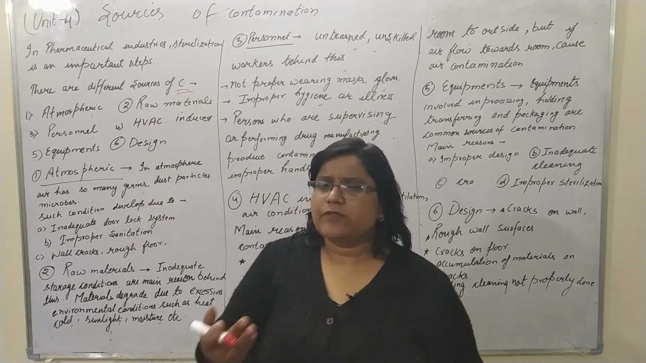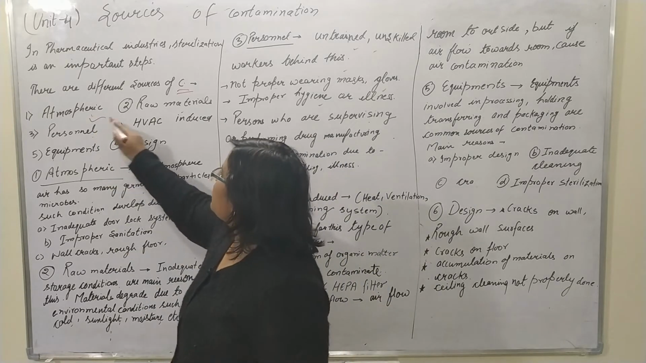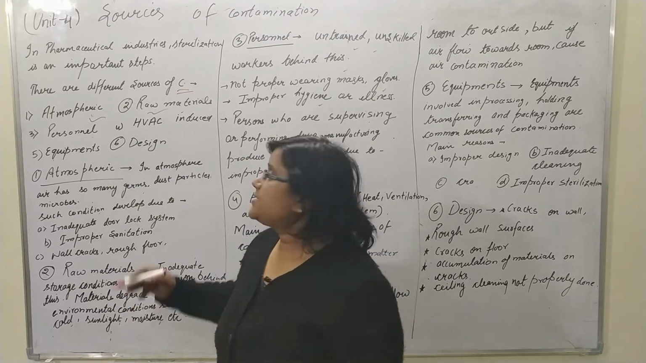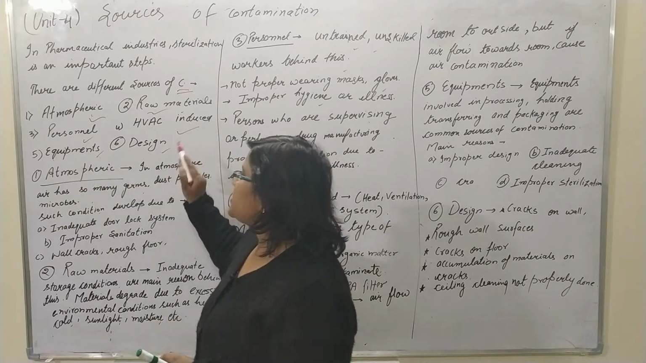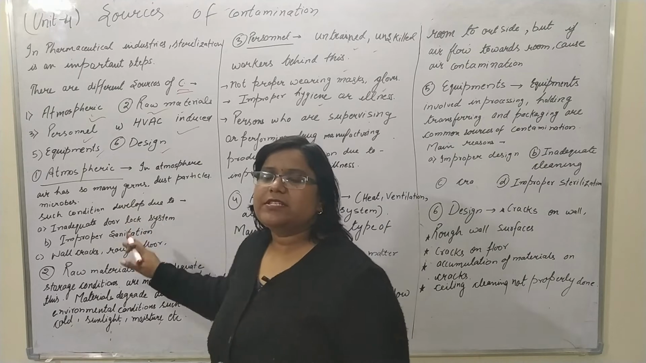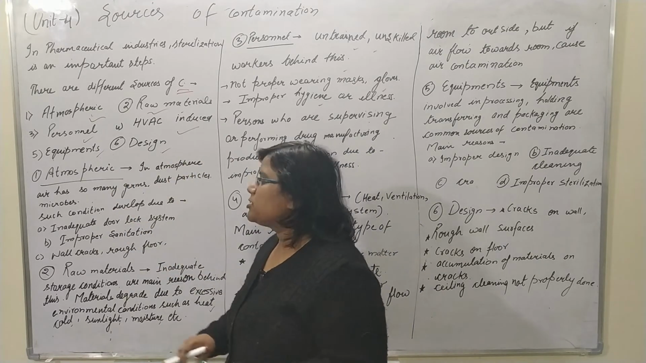Okay, so the different sources of contamination are atmospheric contamination, raw material contamination, HVAC induced contamination, personal contamination, equipment contamination, and design contamination. One by one we will discuss all the points. Okay, first is the atmospheric contamination.